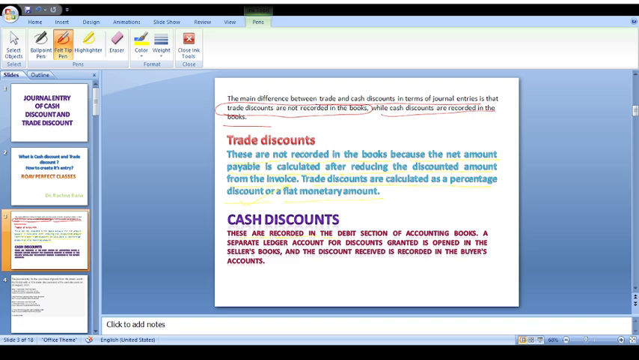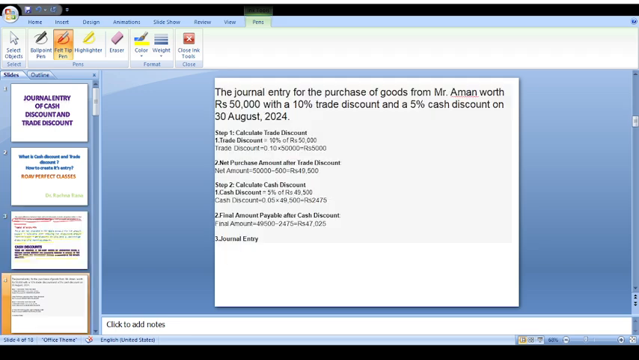These are recorded in the debit section of accounting books, and a separate ledger account for the discount granted is opened in the seller's books, and discount received is recorded in the buyer's account. This is the cash discount.